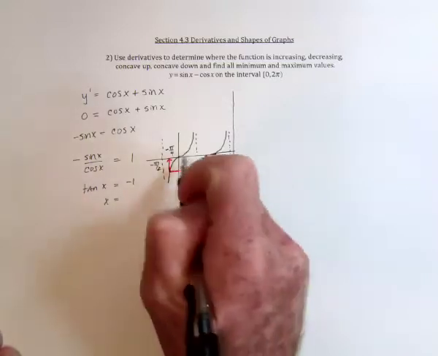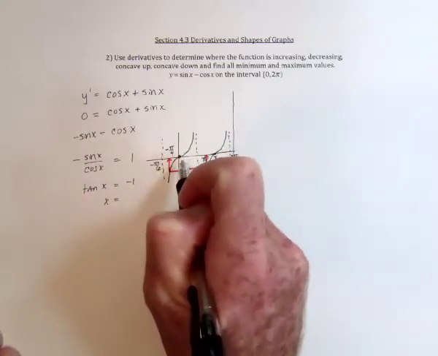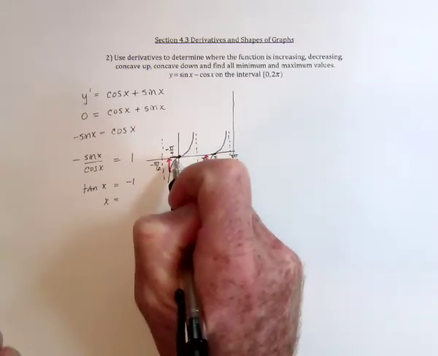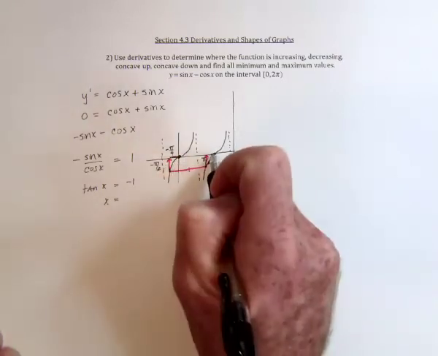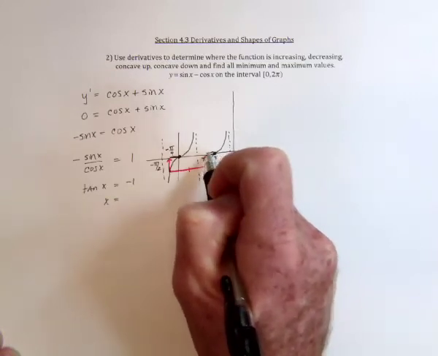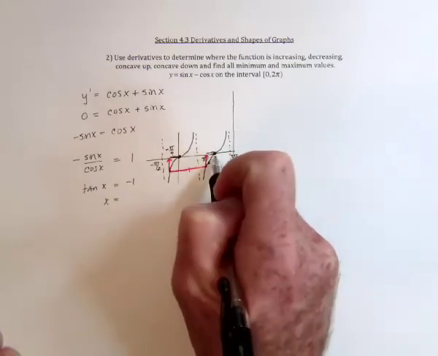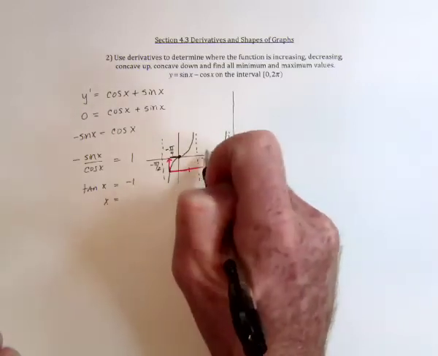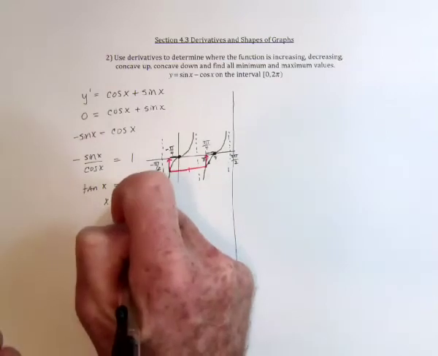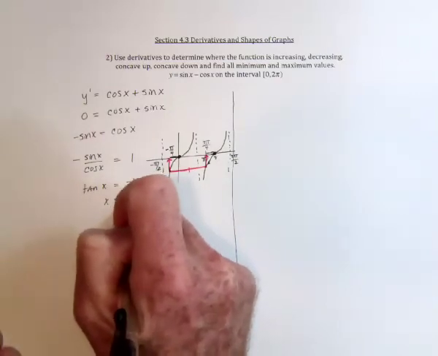But let's see. So this says from where it's crossing the x-axis, move over to the left by pi over 4. So we can do the same thing here. Where it's crossing the x-axis, move over to the left by pi over 4. So that would be pi minus pi over 4, sure enough, is 3 pi over 4. So we get 3 pi over 4.